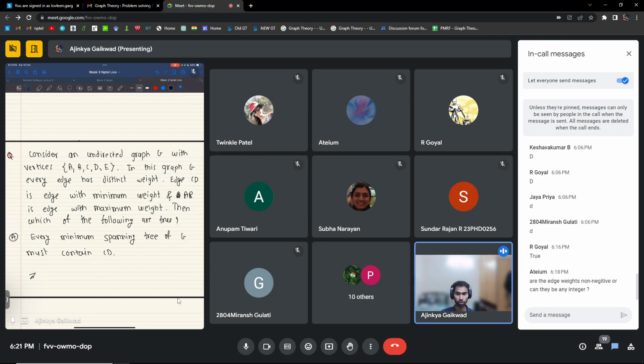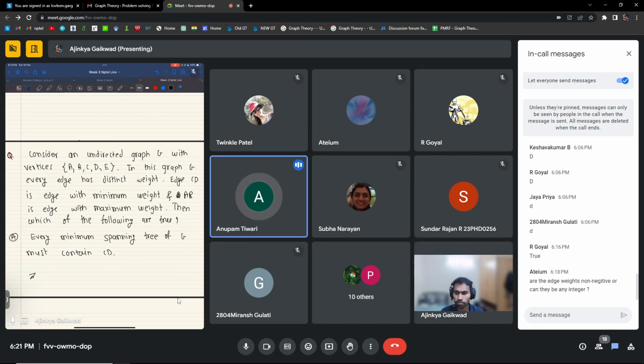But what if I asked you, okay, I'm not using Kruskal's algorithm, I'm using something else. I'm using some algorithm that I'm not telling you which one it is. Now, can you tell me that this edge CD will always be there in the minimum spanning tree, which I have, and the minimum spanning tree is constructed by some different algorithm, okay? And you don't know what algorithm that is. Now, can you say something about whether A is true or false, anything like this?